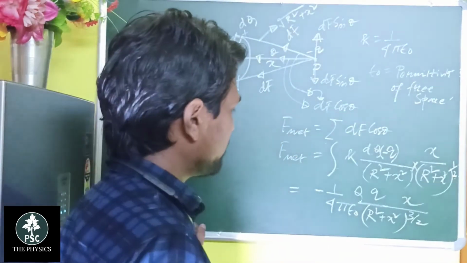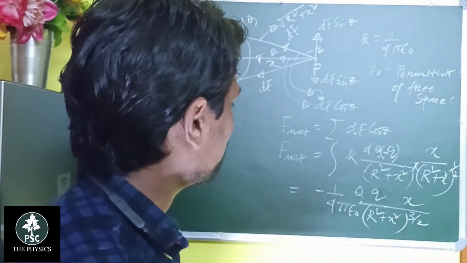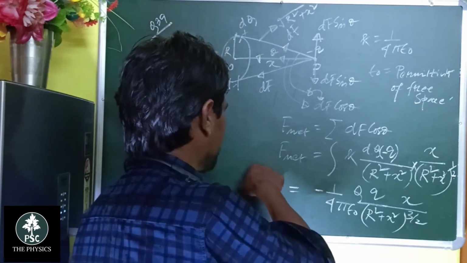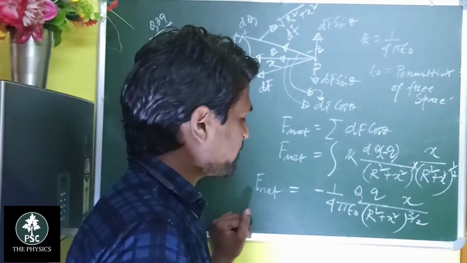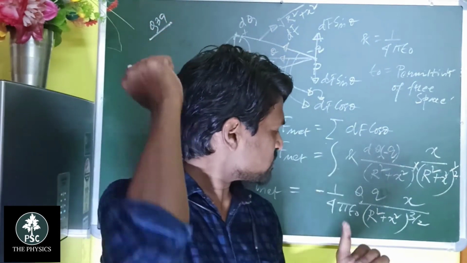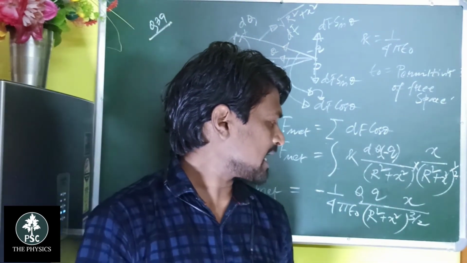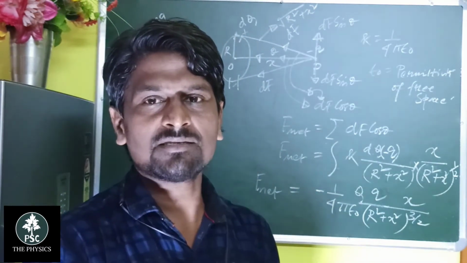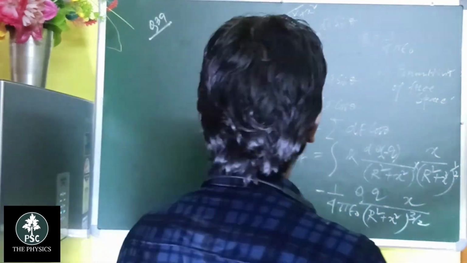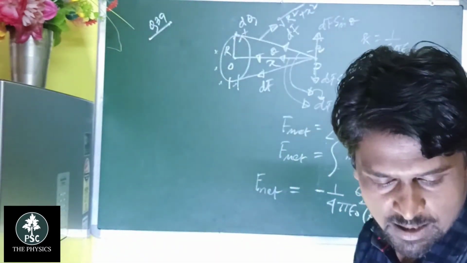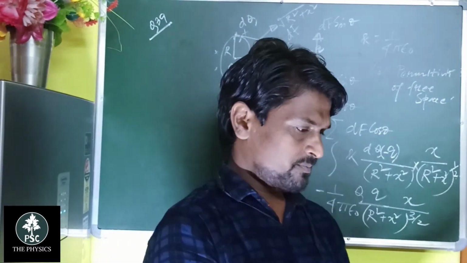So F net equals minus 1 by 4 pi epsilon naught, capital Q small q x by (r square plus x square) whole to the power 3 by 2. And this is the net force.